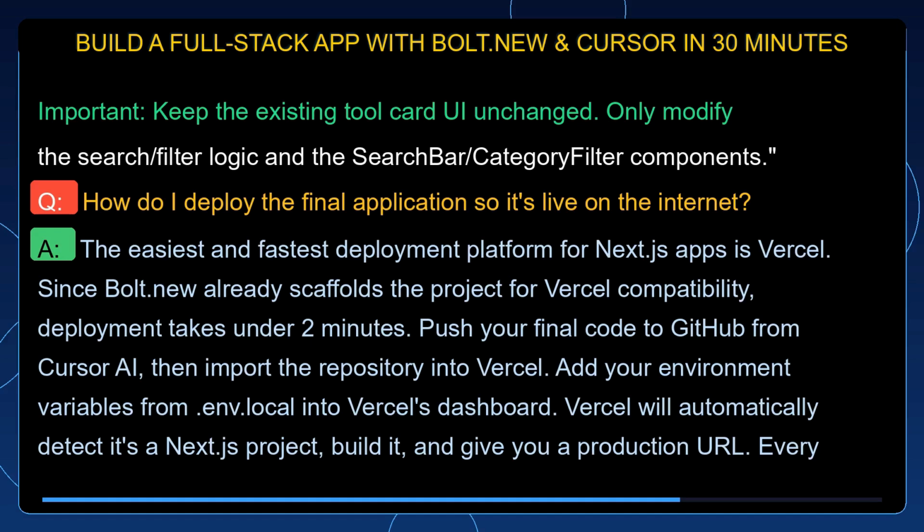Q. How do I deploy the final application so it's live on the internet? A. The easiest and fastest deployment platform for Next.js apps is Vercel. Since Bolt.new already scaffolds the project for Vercel compatibility, deployment takes under 2 minutes. Push your final code to GitHub from Cursor AI. Then import the repository into Vercel. Add your environment variables from .env.local into Vercel's dashboard. Vercel will automatically detect it's a Next.js project, build it, and give you a production URL. Every future Git push automatically redeploys.